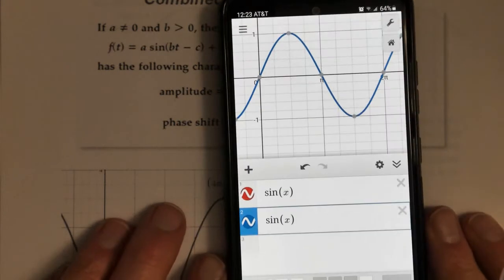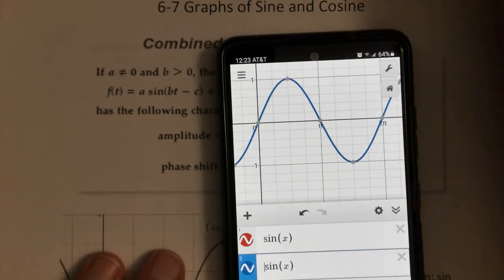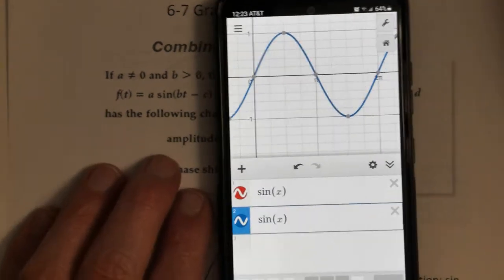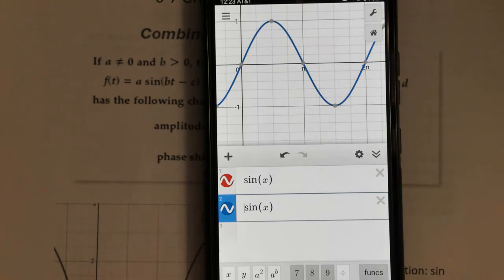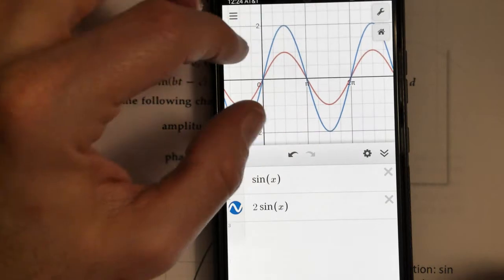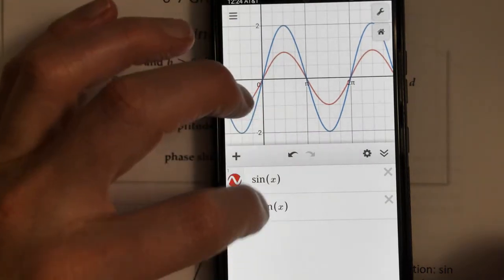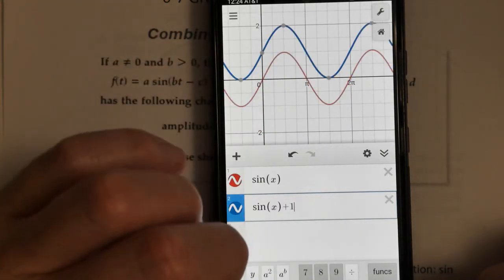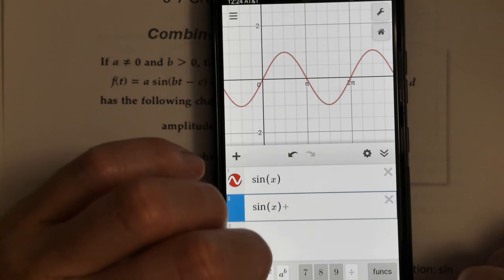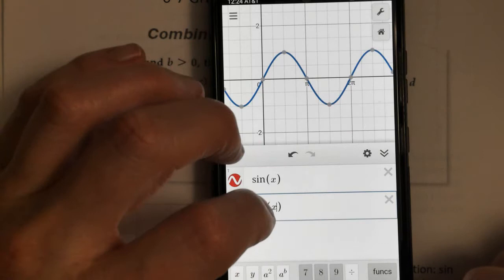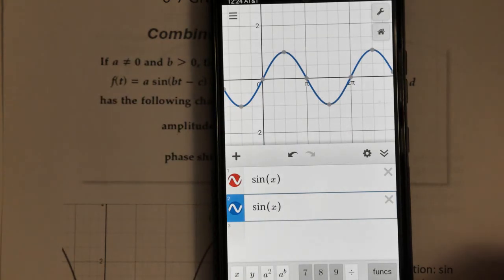Let's say I were to change the amplitude on this. Let's take a look at what happens when I turn this into a 2. As you can see, the amplitude changes from 1 to 2. Of course, if you add something to the end, it shifts it up by 1, a vertical shift, or if I do this, it's down by 2. Now when we come inside here, let's take a look at what happens.